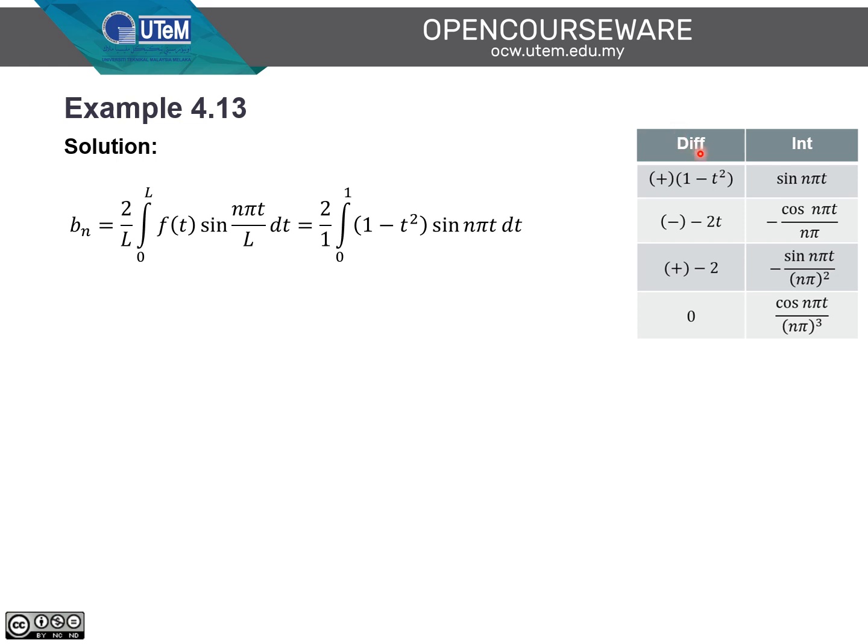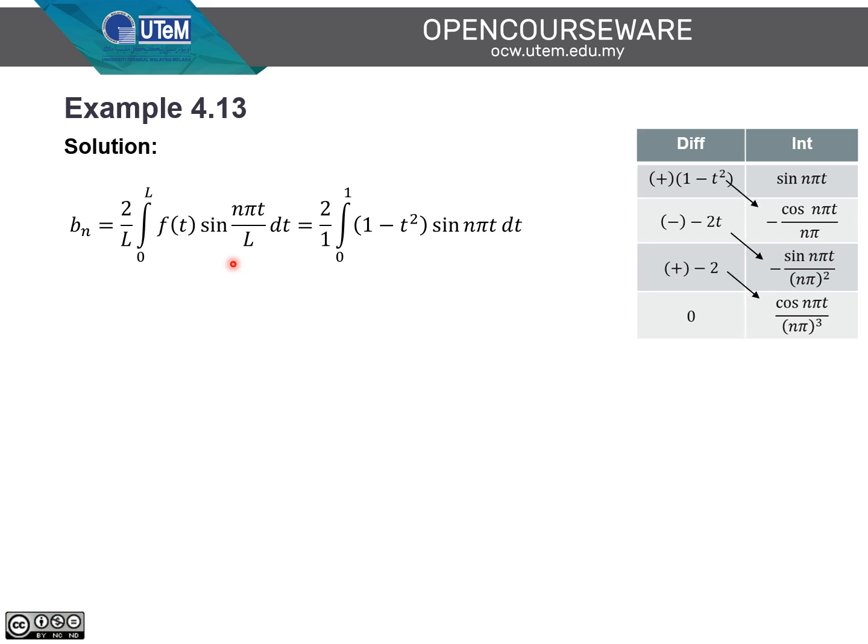In the differentiation column, we differentiate 1 minus t squared 3 times. The first differentiation is minus 2t, followed by the second differentiation minus 2, and the last differentiation is 0, and we put the plus minus signs in sequence. In the integration column, we integrate sin(n pi t) 3 times. The first integration, we have minus cos(n pi t) over n pi, followed by the second integration minus sin(n pi t) over n pi squared, and the last integration is cos(n pi t) over n pi cubed.